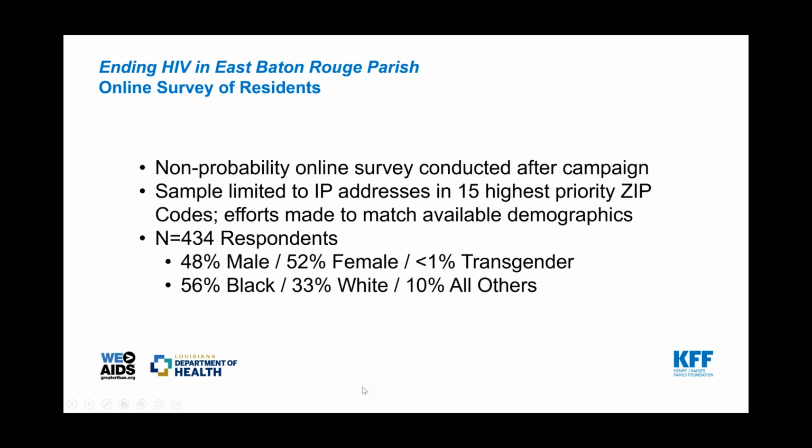So after the campaign had been up for about 2.5 months, KFF conducted a non-probability online survey, and we did this with a research partner. We recruited folks through Facebook ads, and we limited our recruitment to IP addresses in those 15 highest priority zip codes. Respondents were also asked to enter and confirm their zip code in those priority areas once they got to the online survey, and only those in our areas were eligible to continue with the survey.